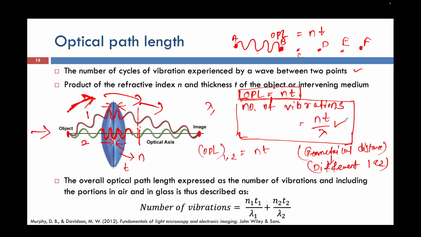If the overall optical path length, which means the number of vibrations when you are considering air and glass, both taken into consideration, then it is just a summation, nothing more. The number of vibrations is n1 t1 by lambda 1 plus n2 t2 by lambda 2, okay. So this is the optical path length. Here one thing you have to remember: the geometrical distance and optical path length are completely different things. Though the geometrical distance is different for 1 and 2, the optical path length is the same.